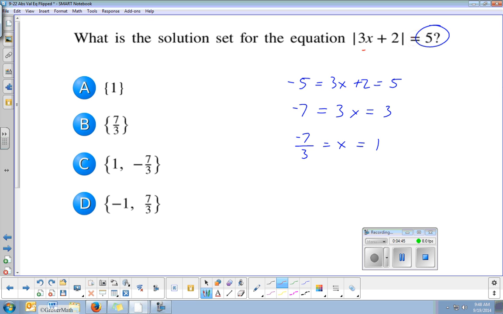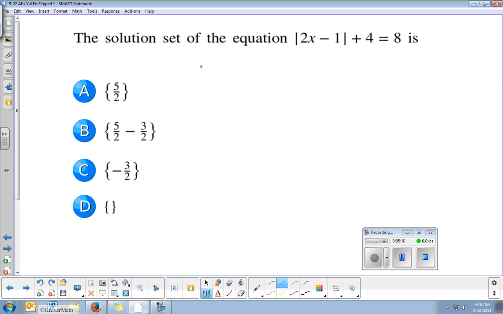So 3 times negative 7 over 3 plus 2 in the absolute value bars here. And so 3 times negative 7 over 3, our 3's would cancel out. We'd end up with negative 7 plus 2, which is negative 5, and the absolute value of negative 5 is 5, so it works. If you plug in a 1, that's a little simpler here. 3 times 1 is 3, plus 2 is 5, and so that works also. So both answers are correct.